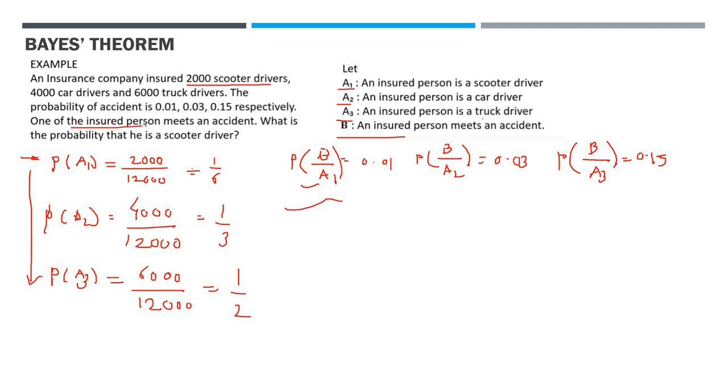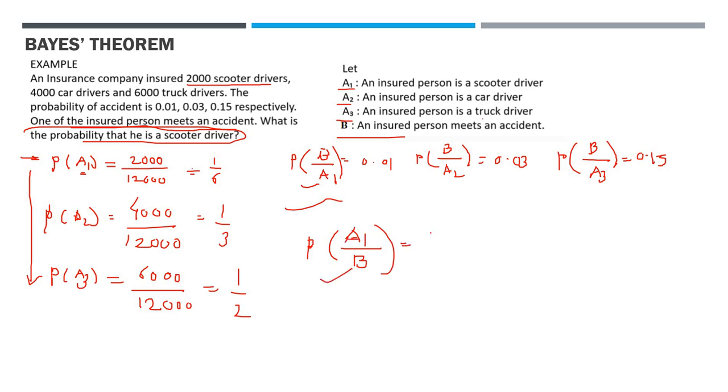Now one of the insured persons meets an accident. What is the probability that he is a scooter driver? So we have to find the probability that it is a scooter driver, which means A1, and that he is meeting the accident. We have taken B for the accident and A1 for the scooter.